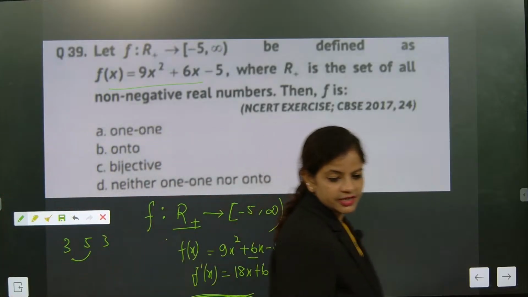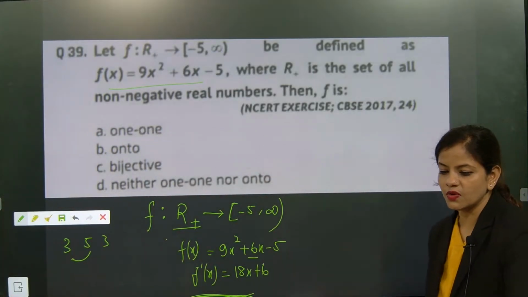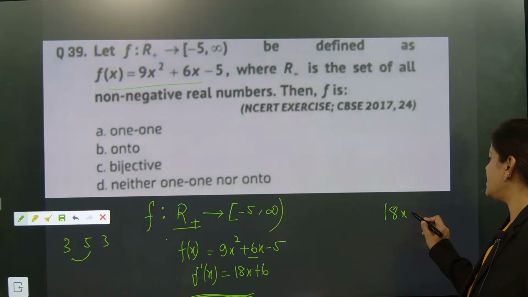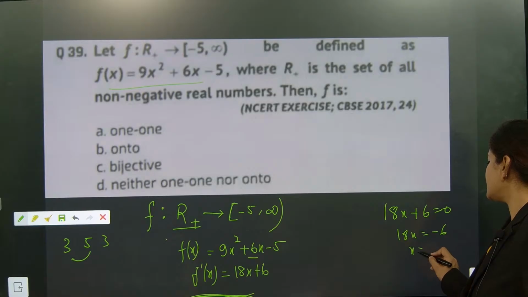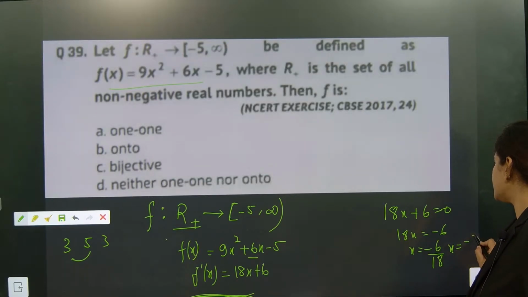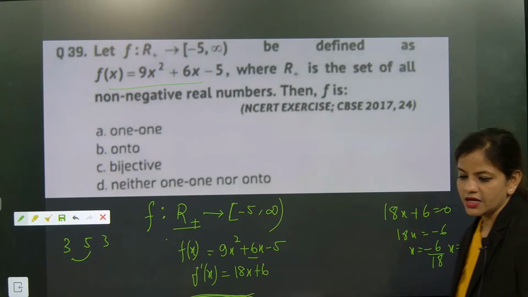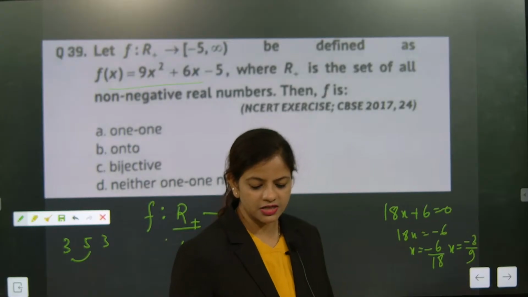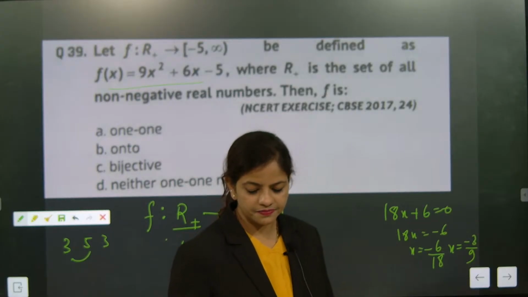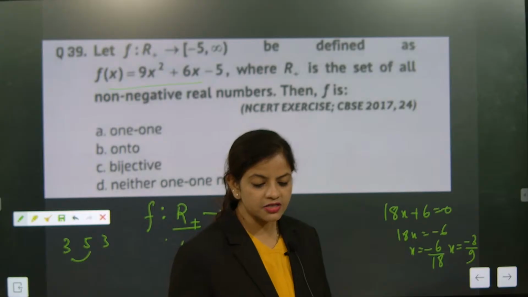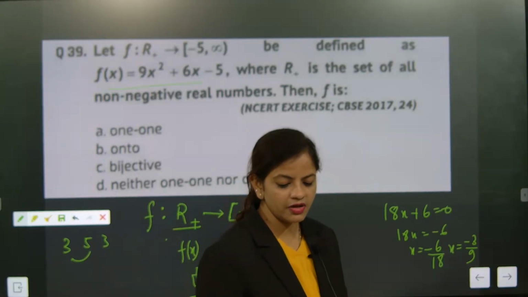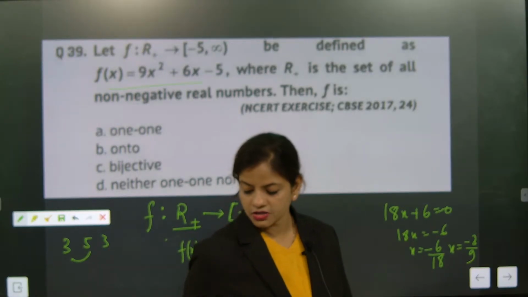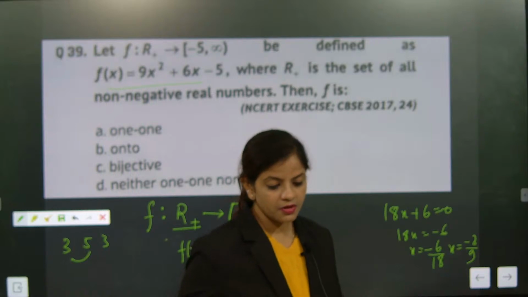Now when you are taking 18x plus 6 equal to 0, so 18x is equal to minus 6. X will be equal to minus 6 by 18. X part is coming as how much? Minus 3 by 9. Do you understand this part? X part is coming as minus 3 by 9. Sir, you don't have any other work? Go and disturb other people. Please kindly don't disturb me.